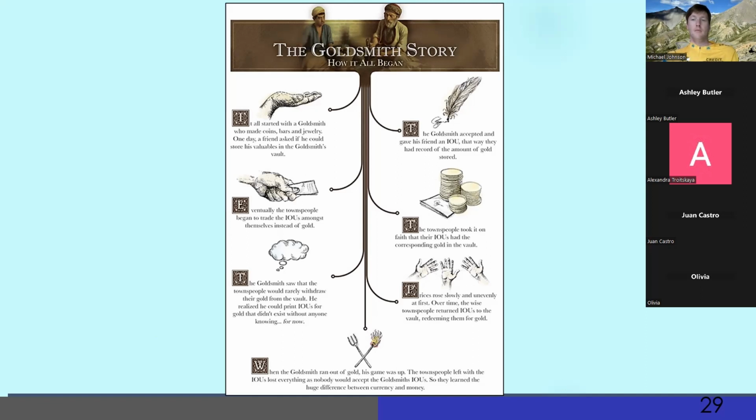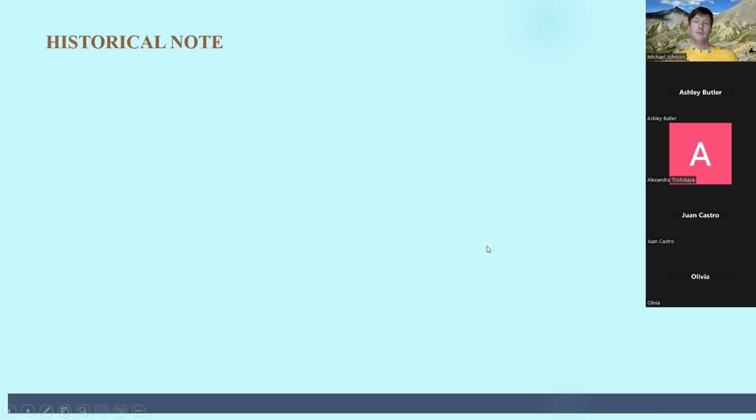Then most of the deposits were gone. Then people wanted their deposits back, and there was nothing left. They lost most of their savings. So similar to the goldsmith story, where all of the gold was gone and people who deposited the gold couldn't get their deposits back. So this is what happened in both cases. Very similar stories.